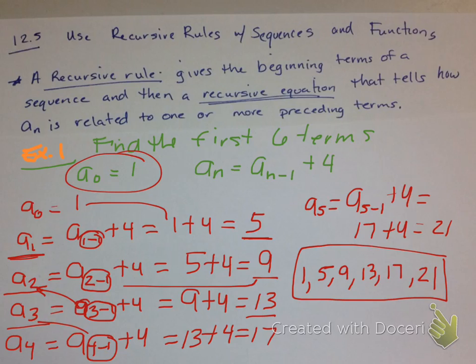Is that arithmetic or geometric? Am I adding or multiplying to get from 1 to 5 to 9? You're adding, so then it has to be arithmetic. Are we good?